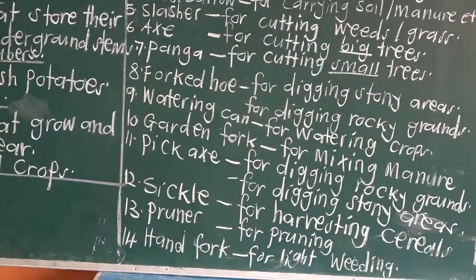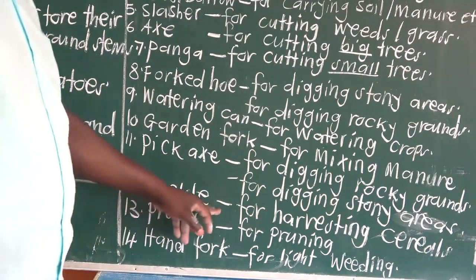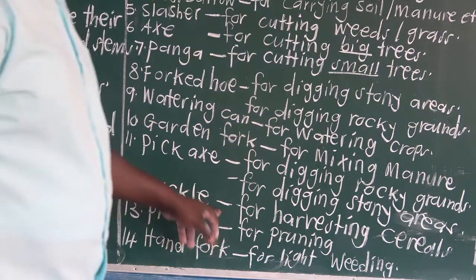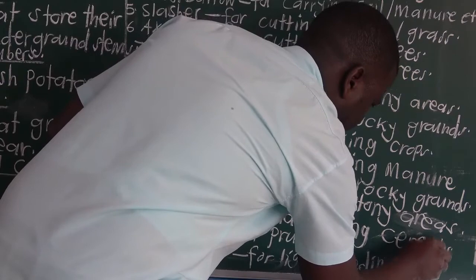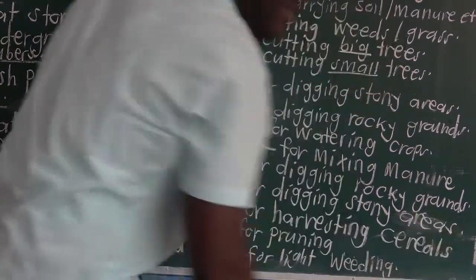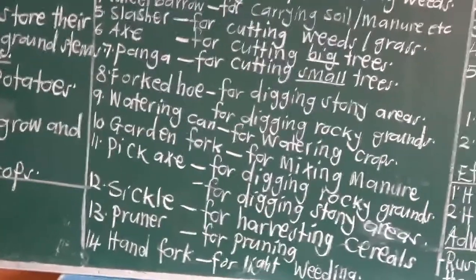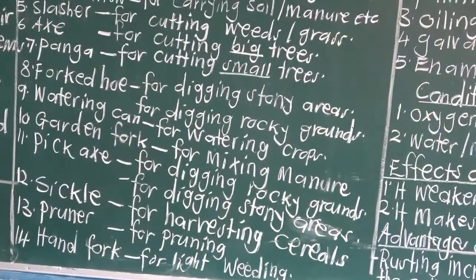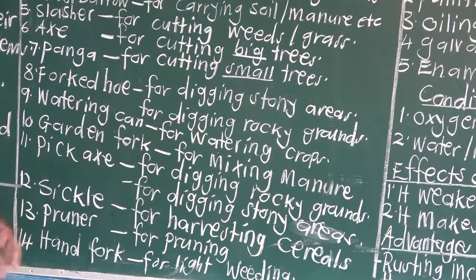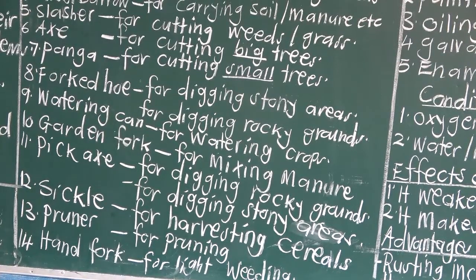Then we have a garden tool called sickle. A sickle is used for harvesting cereals. I gave examples of cereals like maize, millet, sorghum, rice, barley, wheat, and so on. So when you're harvesting cereals, we use a sickle.